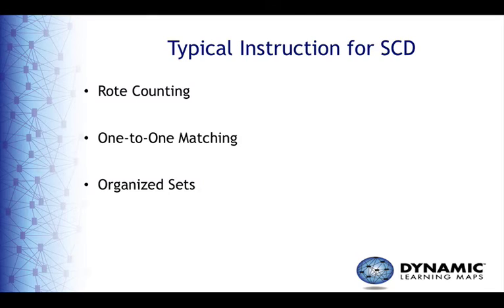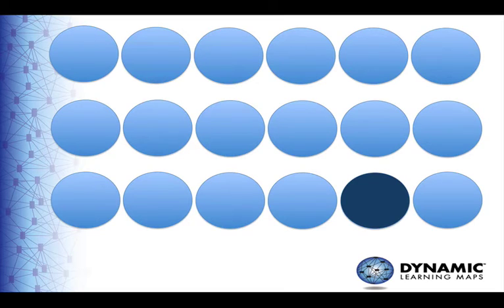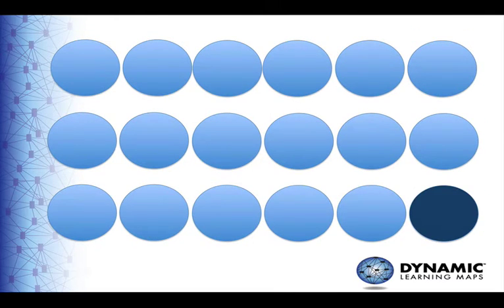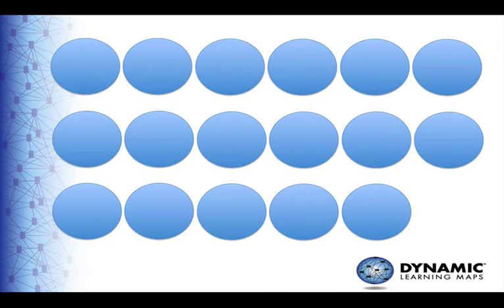Furthermore, our typical instruction never helps students with significant cognitive disabilities learn the concept of hierarchical inclusion, which is the understanding that numbers are nested inside of each other and that the number grows by one with each count. For example, 17 is inside of 18. If I have 18 objects, I also have 17 objects, or 16, and so on. Or 18 is the same as 17 plus 1. And if you remove 1, the number goes back to 17.